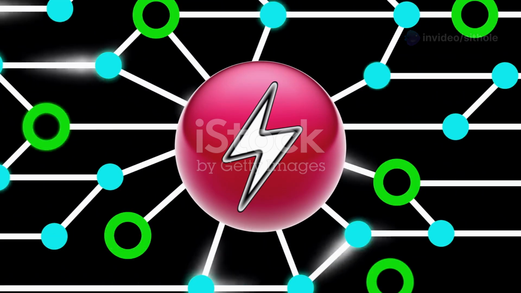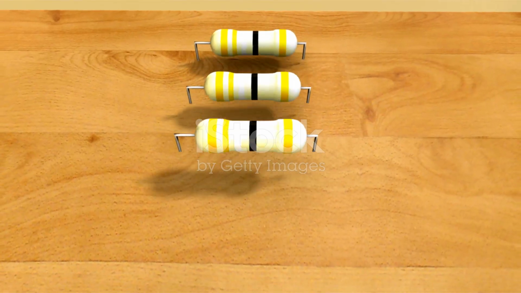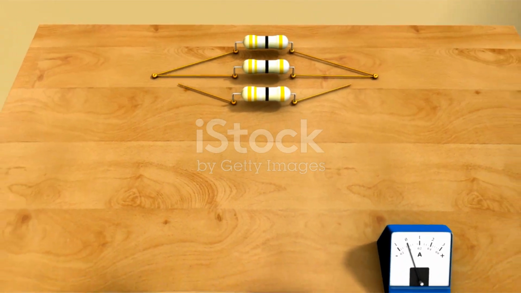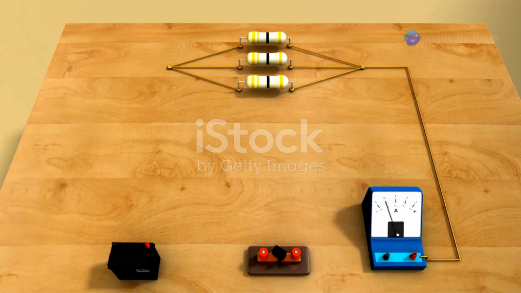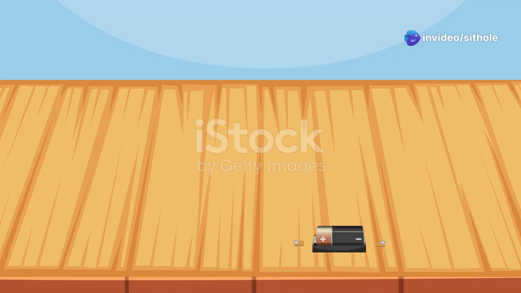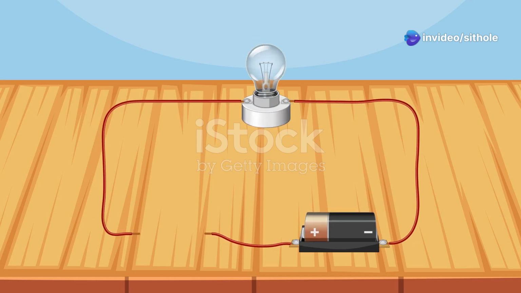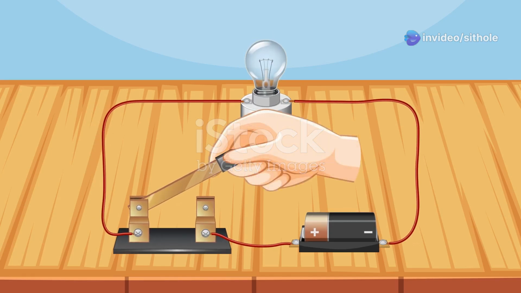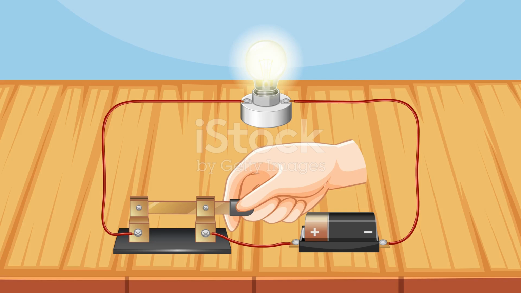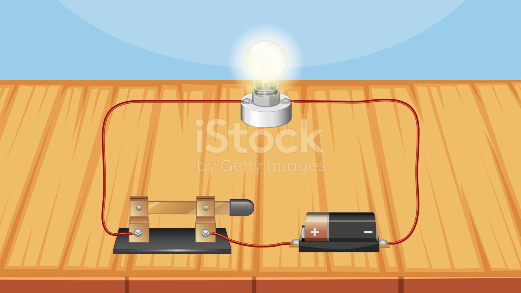Electric circuits can be arranged in different ways, with series and parallel circuits being the two most common types. Each type has its own unique characteristics and applications. In a series circuit, the components are connected one after another, forming a single pathway for the electric current. This means that the current flows through each component sequentially.